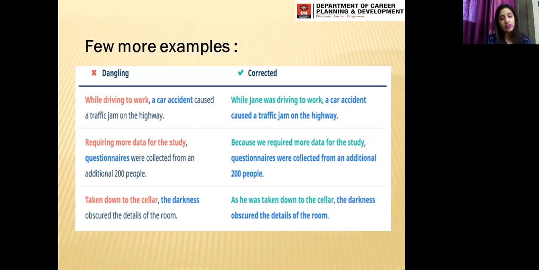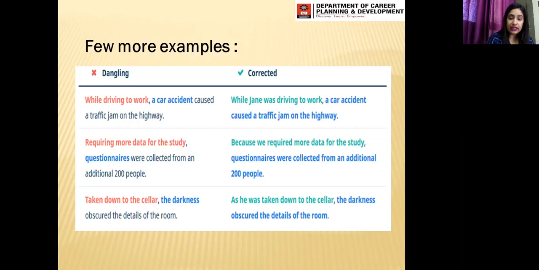We have changed it to, "As he was taken down to the cellar." Who was taken down? It was unclear. So we just added the noun. "As he was taken down to the cellar, the darkness obscured the details of the room." This is how we changed the dangling modifier, uncorrected sentence into the corrected one.